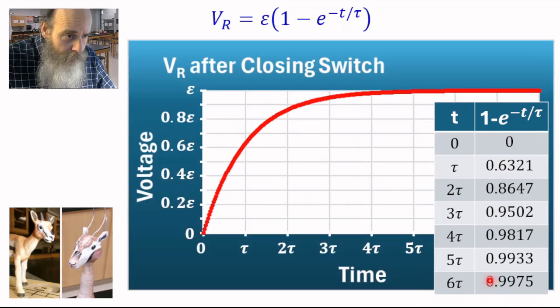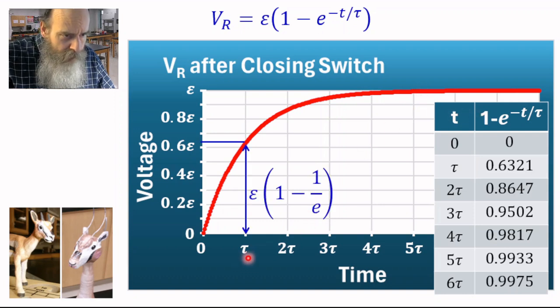Here's what it looks like. It starts at 0 and gets closer to 1. We can see again, after about 5 tau, it's pretty much equal to 1, or it's equal to the EMF E, but the factor is equal to 1. So when t equals tau, this is what the voltage is: EMF times this factor, 1 minus 1 over e.